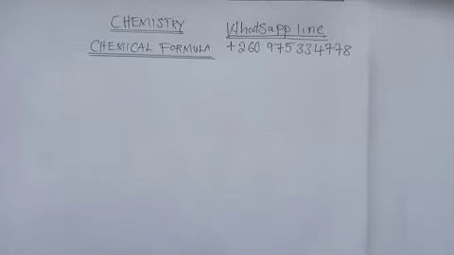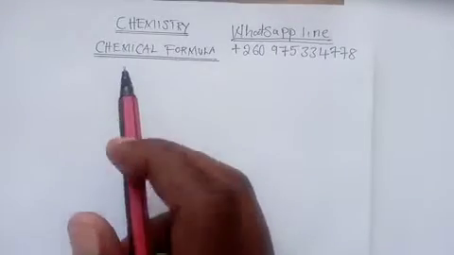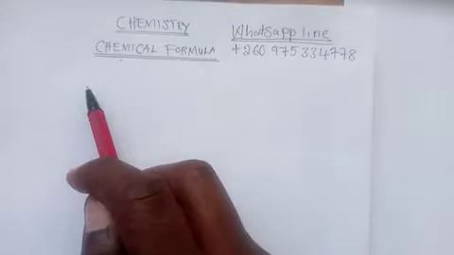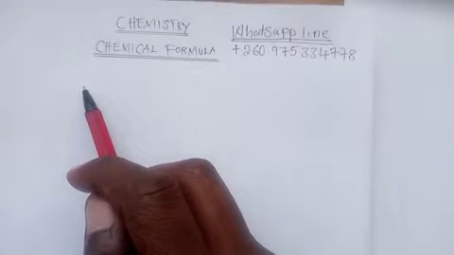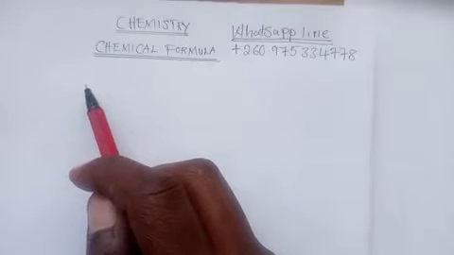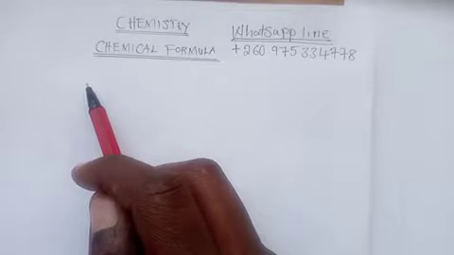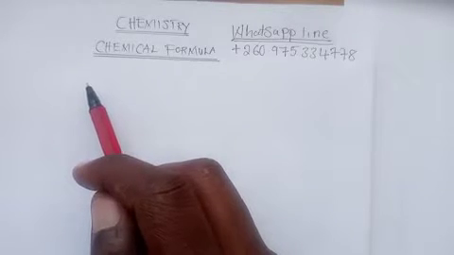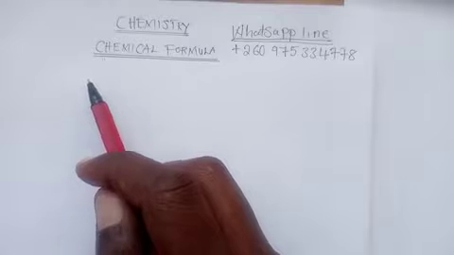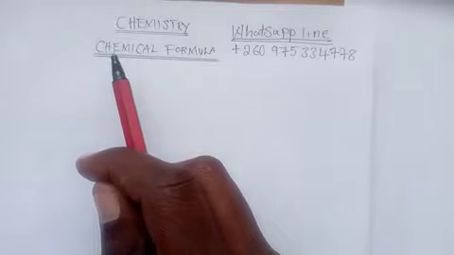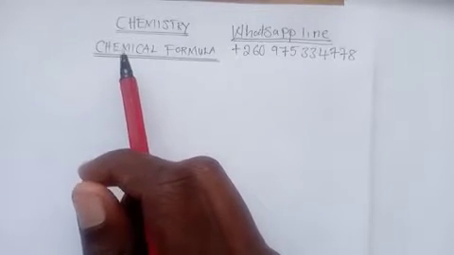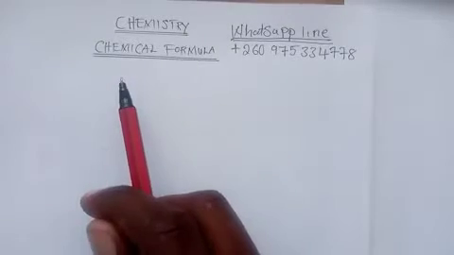Okay, so today we are going to talk about chemical formula in chemistry. So today we are doing chemistry. We did mathematics, we were doing trigonometry in mathematics, and we are doing chemistry today on chemical formula.